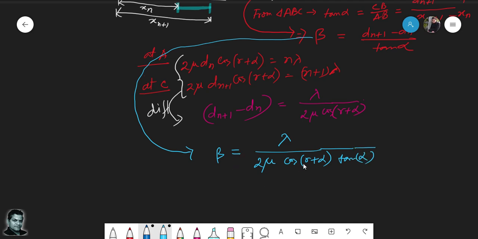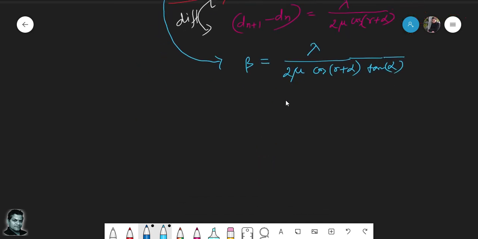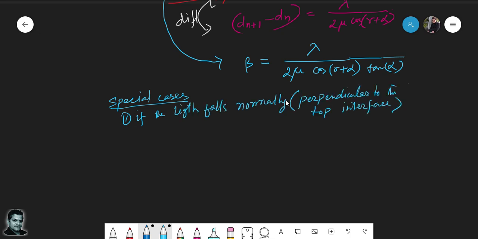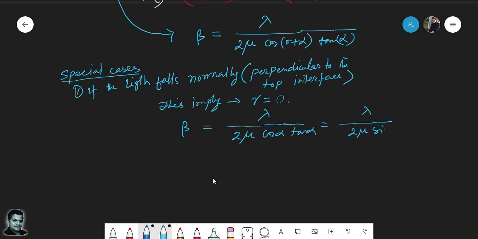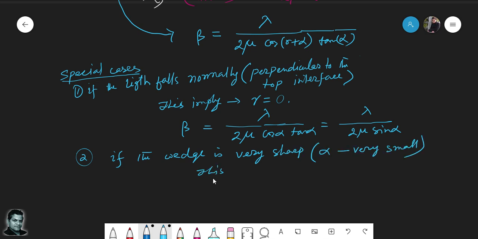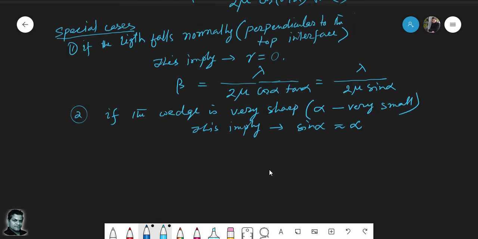By this time, if we have forgotten, r was the refraction angle, and that can be calculated from the incident angle. Now from here we can have two special cases. If the light falls normally, perpendicular to the top interface, then r is equal to 0. So beta is equal to lambda by 2 mu cos alpha tan alpha, which is equal to lambda by 2 mu sin alpha. The second special case is if the wedge is very sharp, that is, alpha very small. This implies sin alpha is very close to alpha. So in our second special case, beta is equal to lambda by 2 mu alpha.